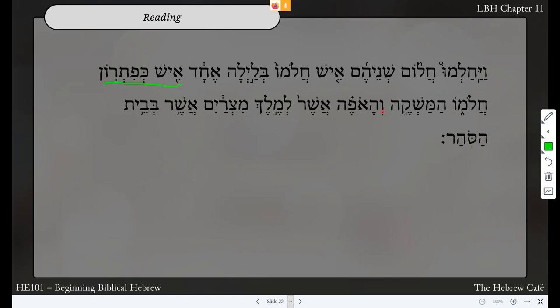Ish kfitron chalomo, a man according to the interpretation of his dream. Like each man with his own dream's interpretation. Hamashke vehaufe, the cupbearer and the baker, asher lemelech Mitzrayim, who belonged to, or served, the king of Egypt, asher beveit hasohar, who were in the prison. Okay, any questions or issues here, things that we should look at?